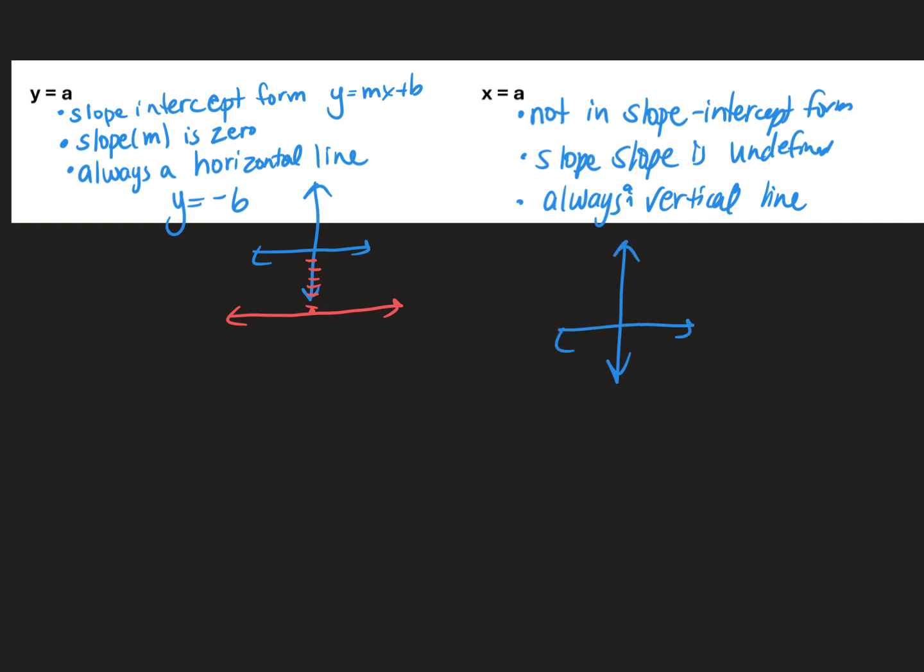X equals -5. -1, -2, -3, -4, -5 for the x. And it's a vertical line. So that would be the equation of x equals -5. And then this one will be the equation of y equals -6.